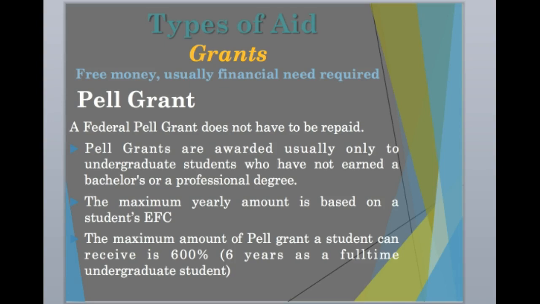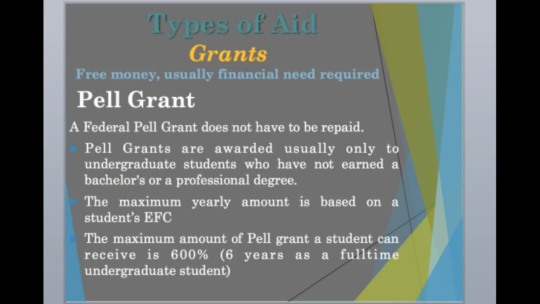Grants are free money, and they're usually based upon financial need, but not always. The Pell Grant is a federal grant that does not have to be repaid. It's awarded usually only to undergraduate students who have not earned a bachelor's degree or previous professional degree. The maximum yearly amount that is awarded is based upon the student's EFC, and I'm going to talk about that. That's the estimated family contribution.